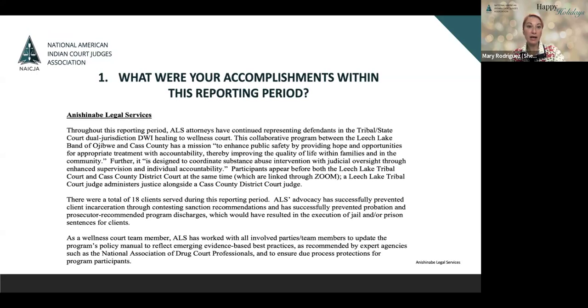The example we have is from Anishinaabe Legal Services, their accomplishments. They talked about representing defendants in the dual jurisdiction DWI Healing to Wellness Court they had. It is okay if you've already reported on this to report again what the DWI Healing to Wellness Court is, because this report goes out to many different people who may not be familiar with what you wrote 6 months ago. So it's totally fine to say, here's where it's at.